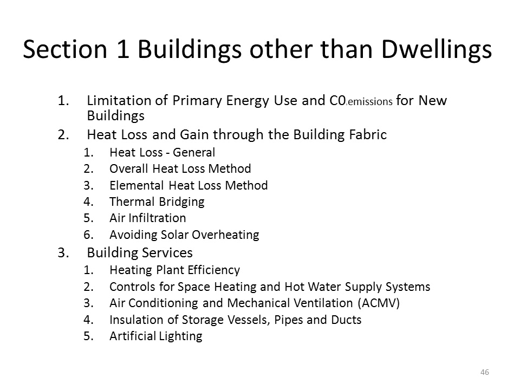Section 1, buildings other than dwellings. We have limitations of primary energy use and CO2 emissions for new buildings. Heat loss and gain through the building fabric. Heat loss general, overall heat loss method, elemental heat loss method, thermal bridging, air infiltration, avoiding solar overheating for larger buildings with a lot of glazing in them. Building services, heating plant efficiency, controls for space heating and hot water supply systems, air conditioning and mechanical ventilation, ACMV, insulation of storage vessels, pipes and ducts, and also artificial lighting.